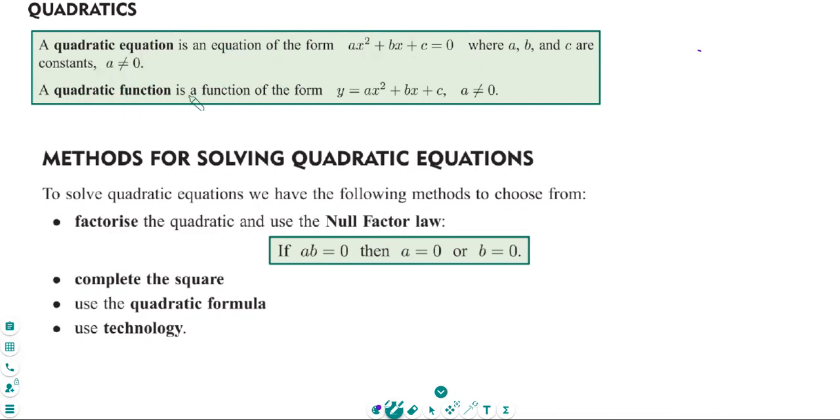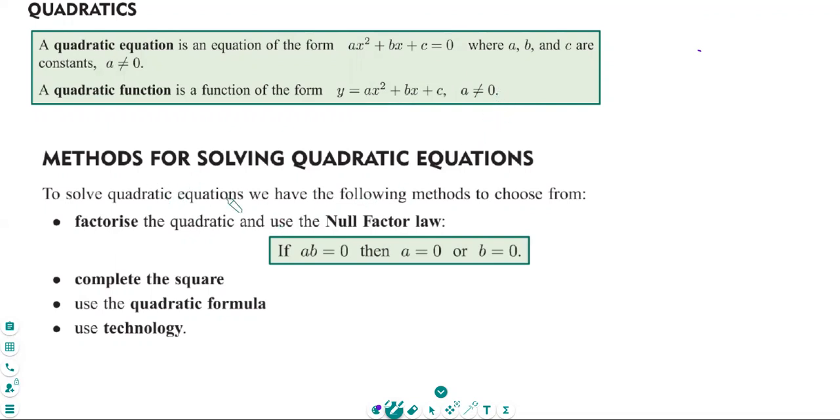Okay, next, what about the quadratic function? If we write this thing and this whole thing is actually the quadratic function, if it doesn't have an equal sign with 0. That's why this part is actually called the quadratic function, and it's represented by y equal to ax squared plus bx plus c. Again, a shouldn't be equal to 0.